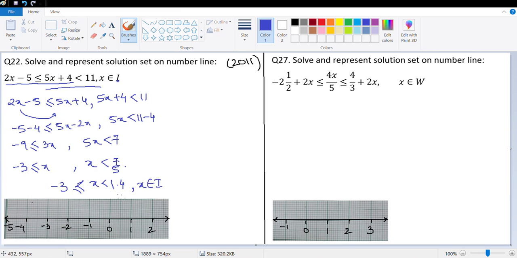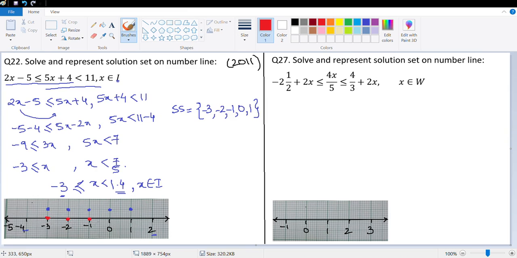Now since x belongs to integers, 1.4 obviously is not an integer, so my solution set would be -3, -2, -1, 0, 1. 1.4 obviously is not included, and -3 is included because this is less than or equal to. Now I will have to mark them on my real number line. So this is -3, -2, -1, 0 and 1. Point to note, I have a pre number here and a post number here.